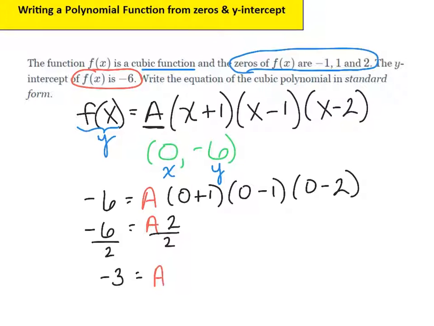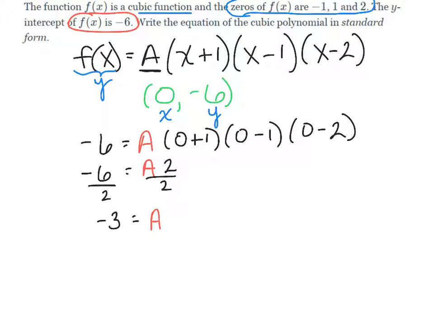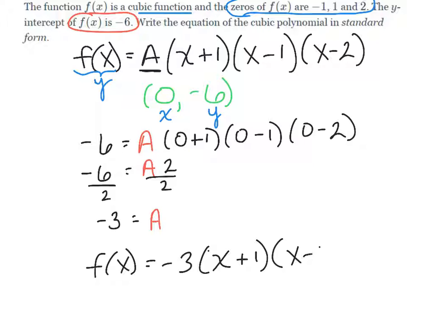I'm going to move my screen down. So I have f of x equals -3 times (x plus 1)(x minus 1)(x minus 2). Now that is in what we call factored form, but the instructions say to write it in standard form. That means we're going to have to multiply this out, and what I might do is start by distributing that -3.